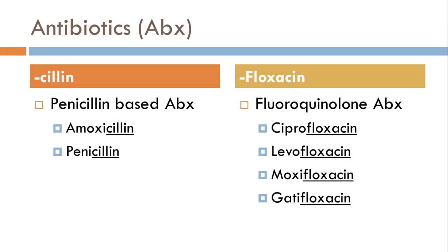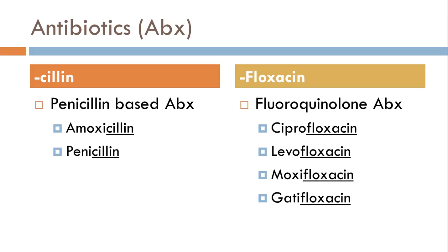Let's start out with cillin. Everybody's familiar with that. Something that ends in cillin is an antibiotic. It's a penicillin-based antibiotic, and you can hear the cillin at the end of the word penicillin. One that you will probably see more commonly than penicillin is amoxicillin. The brand name for that is Amoxil. So Amoxil, amoxicillin. Anything that ends in cillin is based on penicillin.